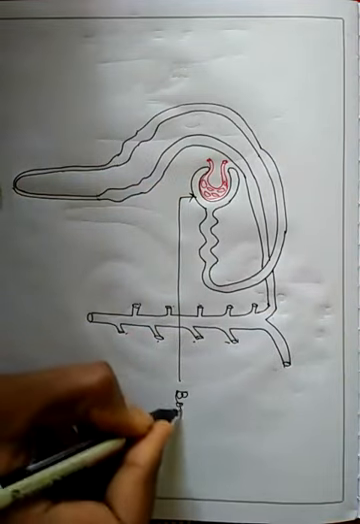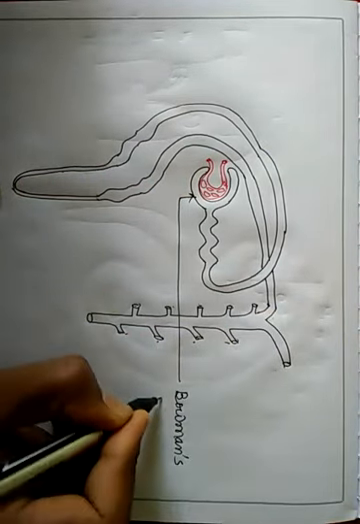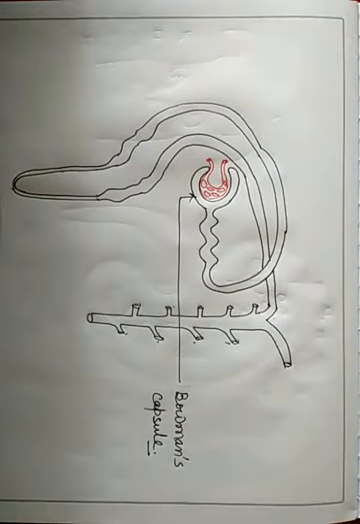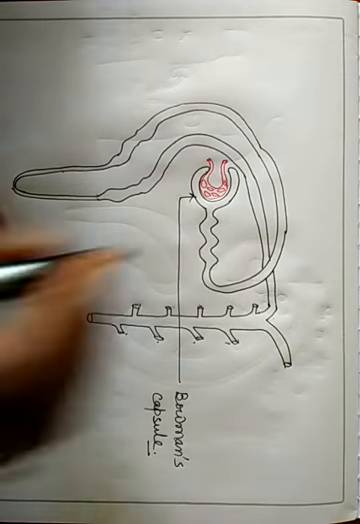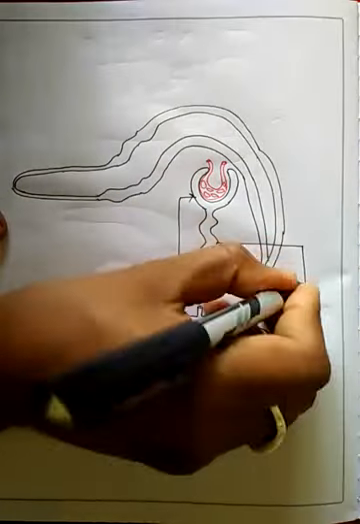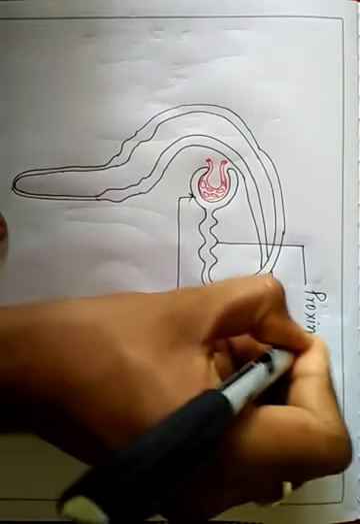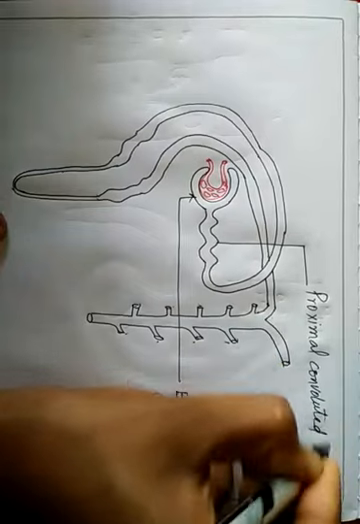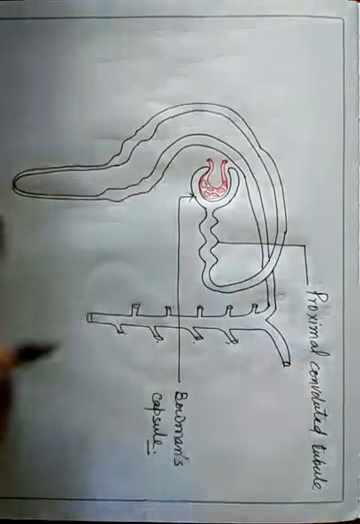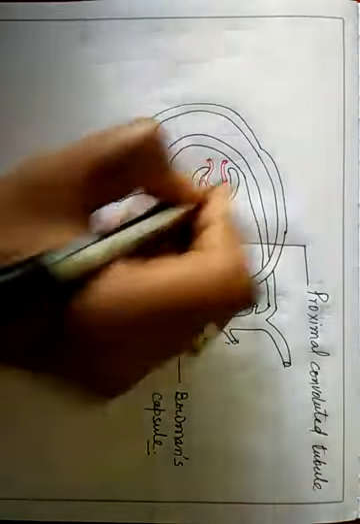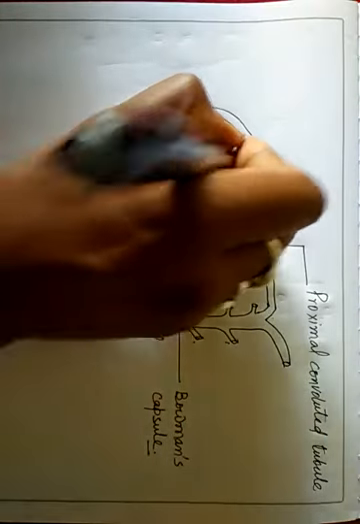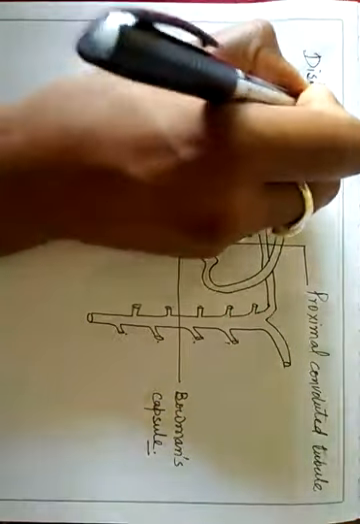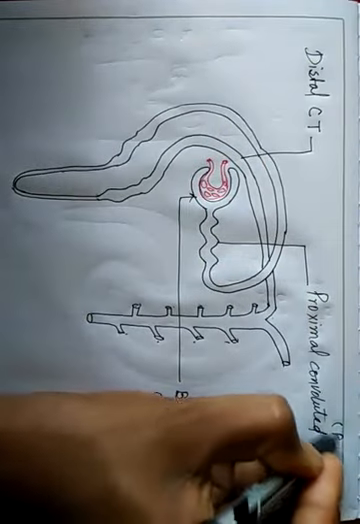This is the Bowman's capsule. Bowman was a scientist. He had discovered it first. That's why the name is given Bowman's capsule. And after that you see this is the proximal convoluted tubule, PCT, and this is the distal convoluted tubule. Same, that's why I've written CT. In short we write it PCT.